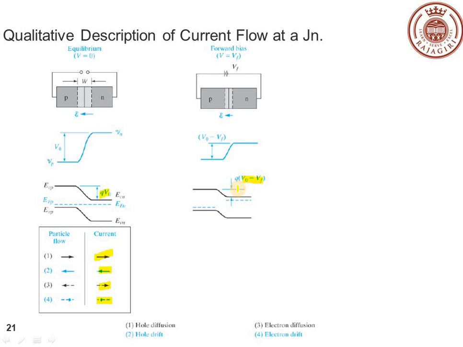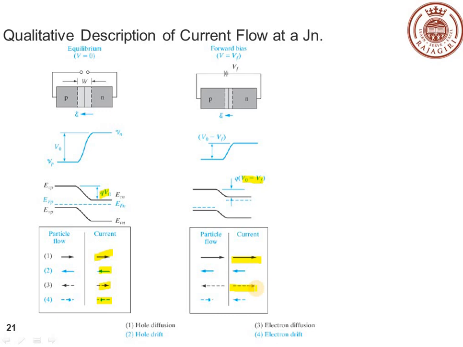As the barrier to diffusion decreased, our diffusion components will have more magnitude than the drift components. So in forward bias, the diffusion component of the current will dominate.